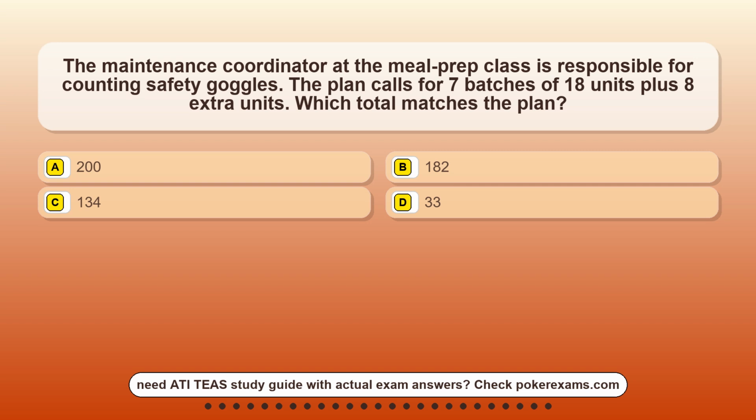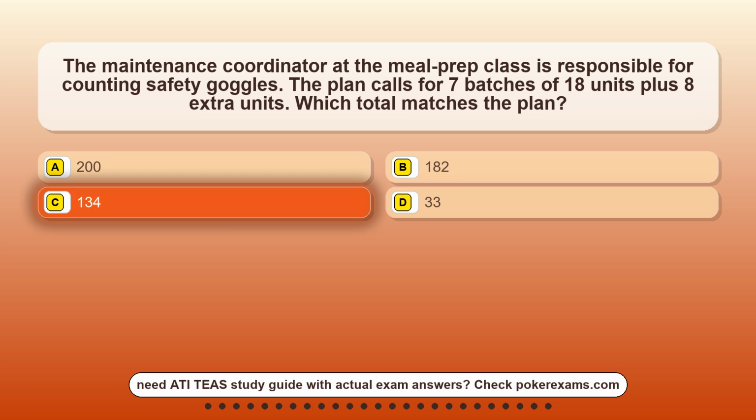Question 9. The maintenance coordinator at the meal-prep class is responsible for counting safety goggles. The plan calls for 7 batches of 18 units plus 8 extra units. Which total matches the plan? Option A, 200. Option B, 182. Option C, 134. Option D, 33. The correct answer is option C, 134.